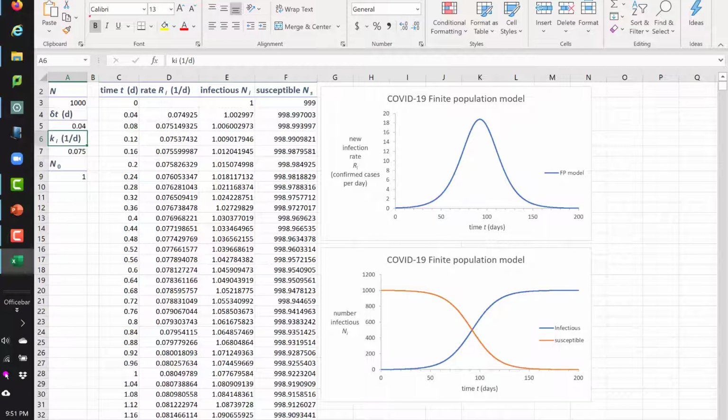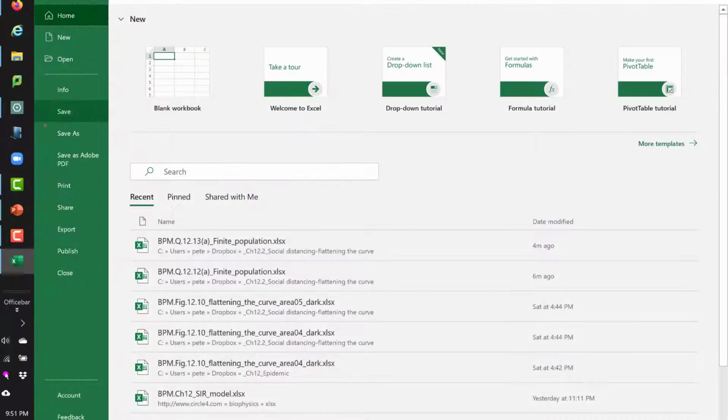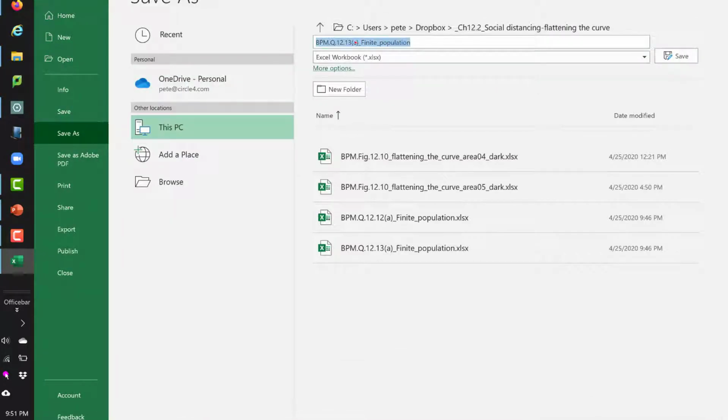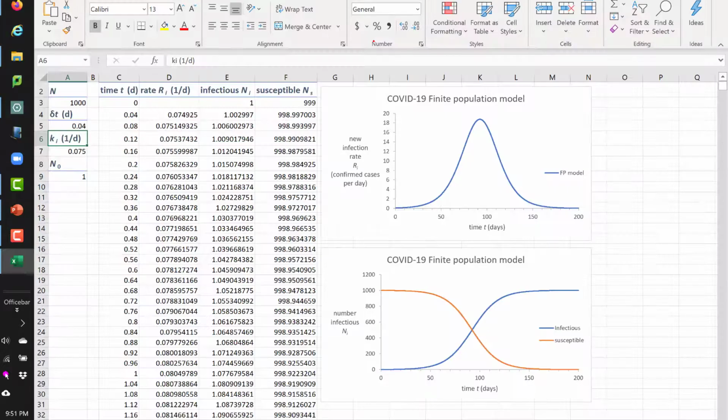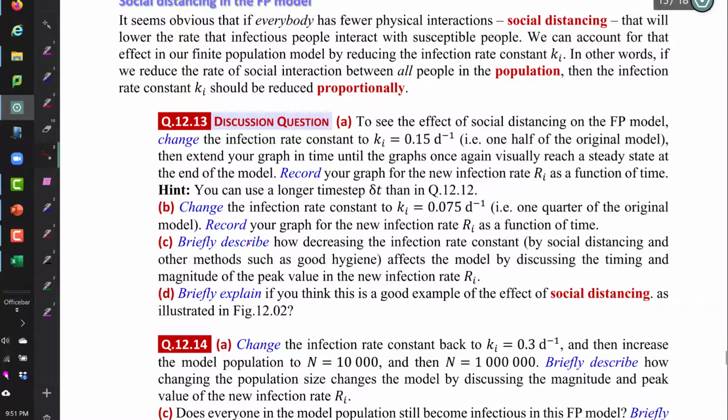Alright, and we should save that as a file, save as. I think this is part B, so let me save it as part B, 13B. Yes. Go back and just double check that I was doing the right thing. Yes, so that's that. And then, briefly describe how decreasing the infection rate constant. Okay, so most of the rest of the book I'm not going to do videos on, but this question is designed to get you to realize what I was just talking about.